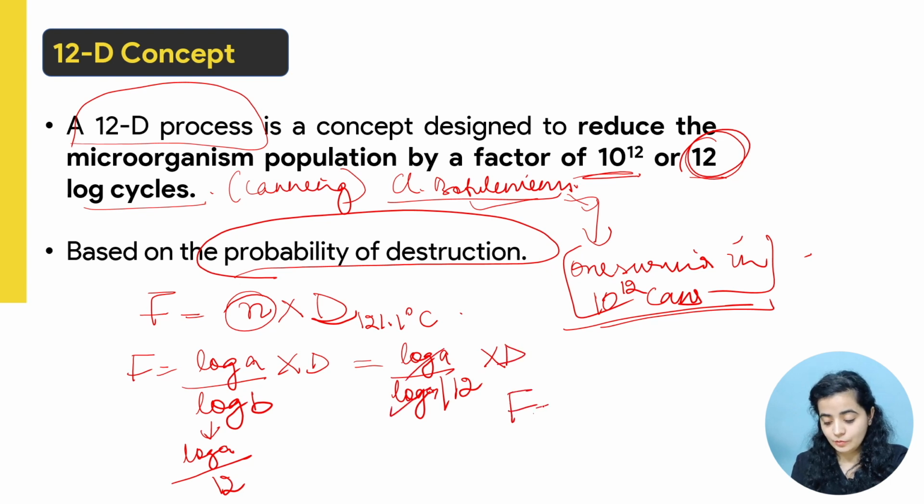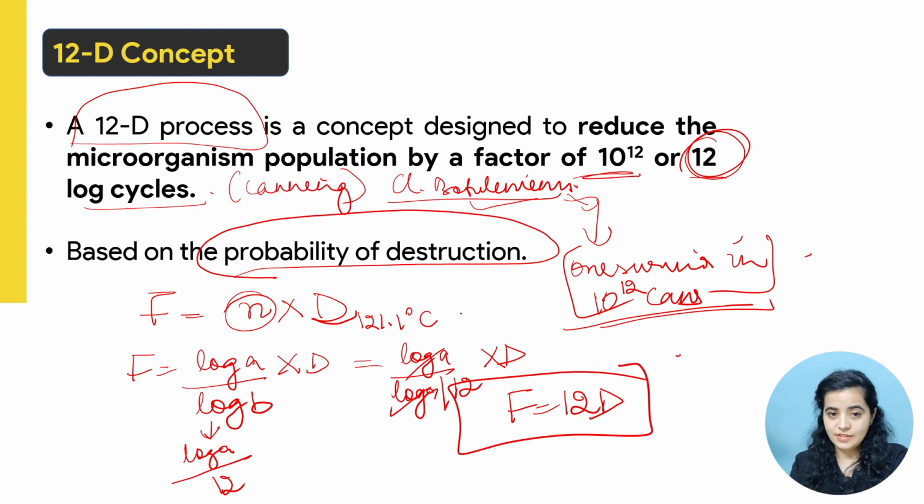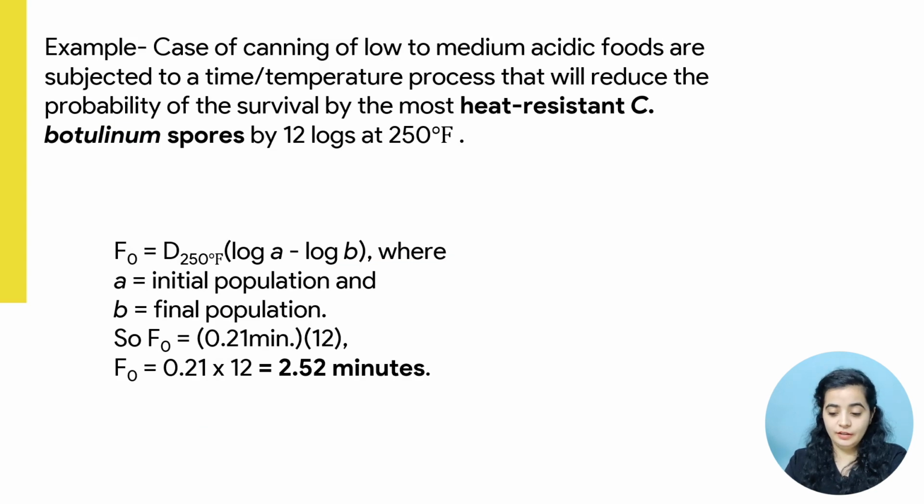So we get F is equal to 12D, which is the 12D concept at a particular temperature. Now let us see the case of canning.